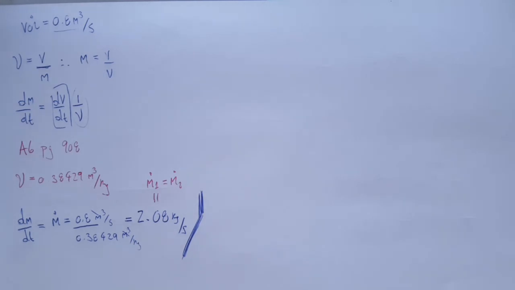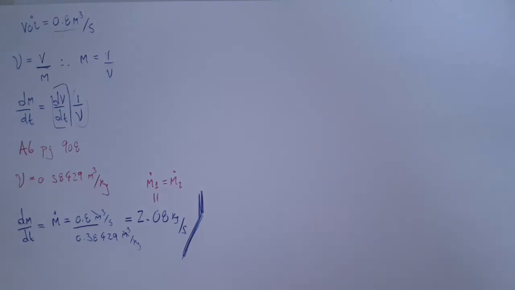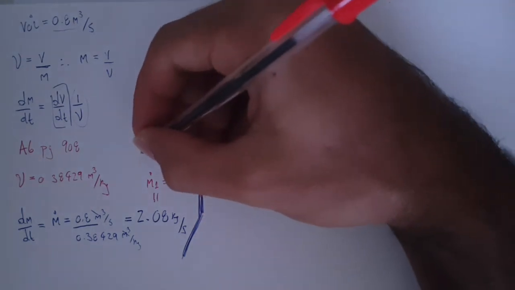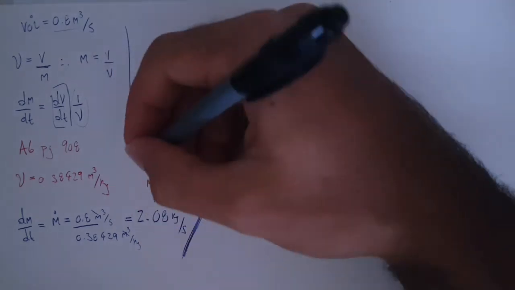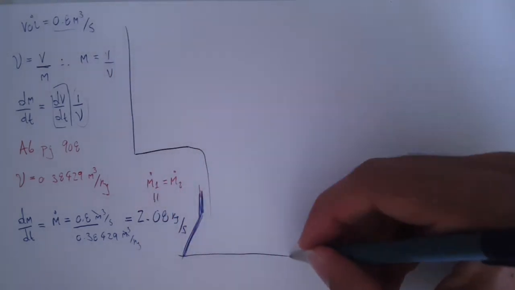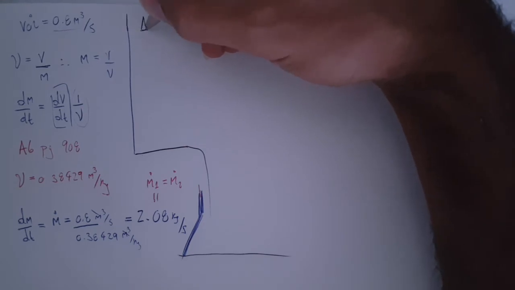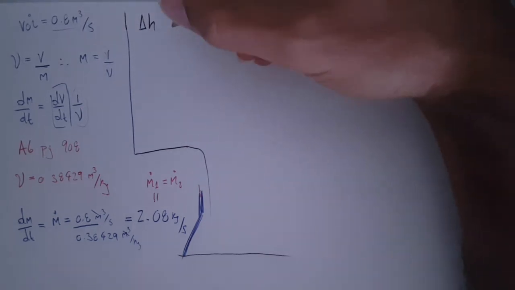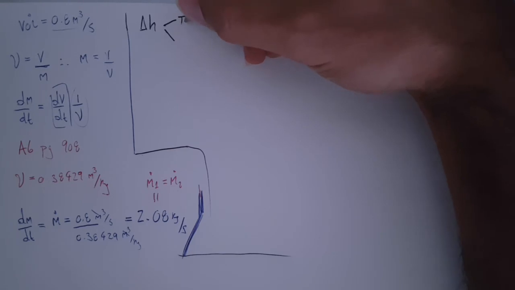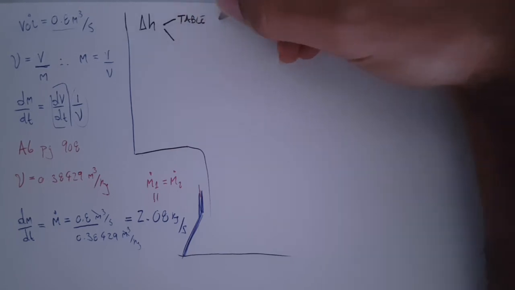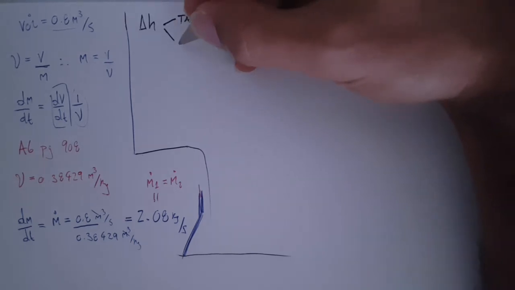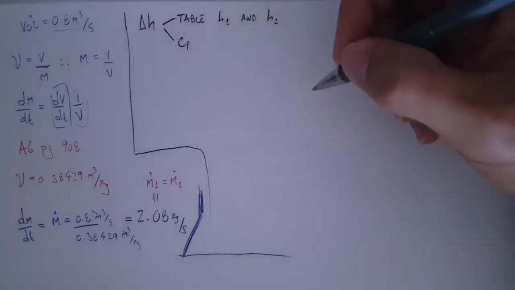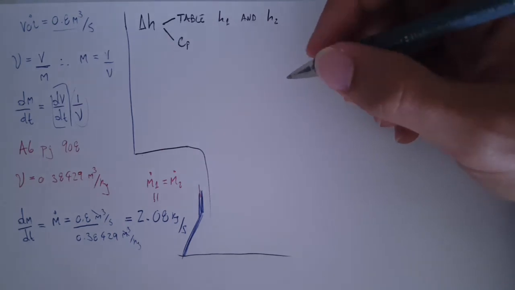Now we need to find the difference in enthalpy, delta h. There are two ways to do it. You can go to the table, grab h1 and h2, or you can use cp, whatever rocks your boat. Okay, I'll do cp for this one.